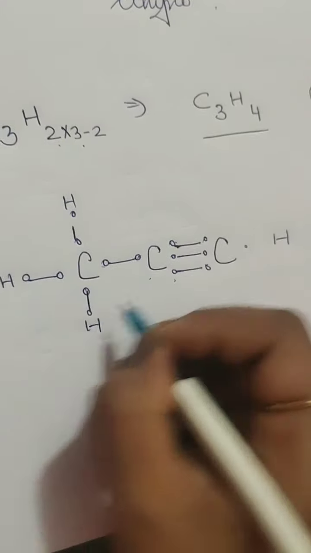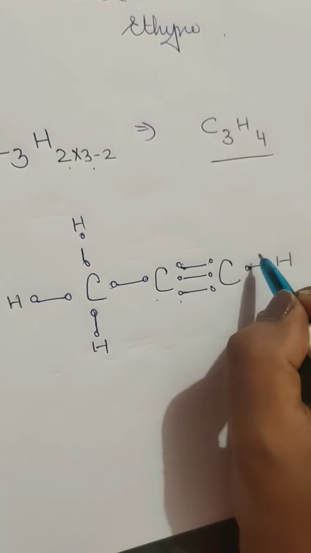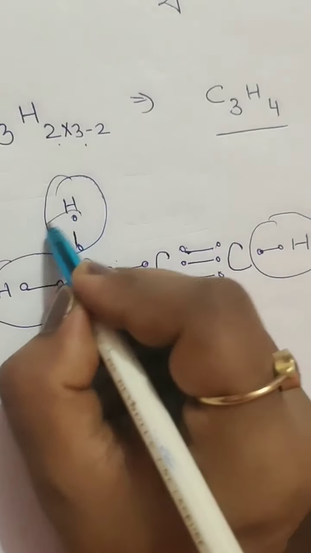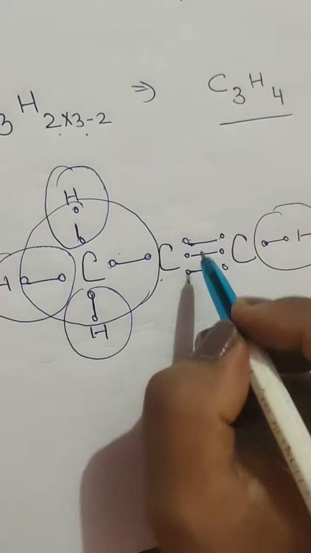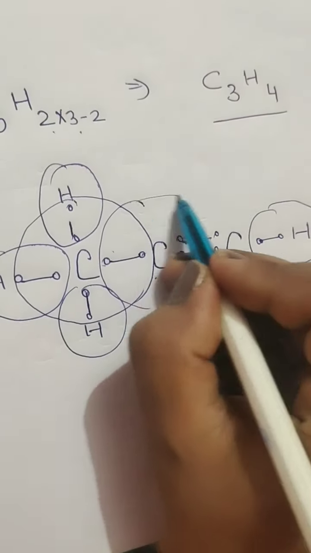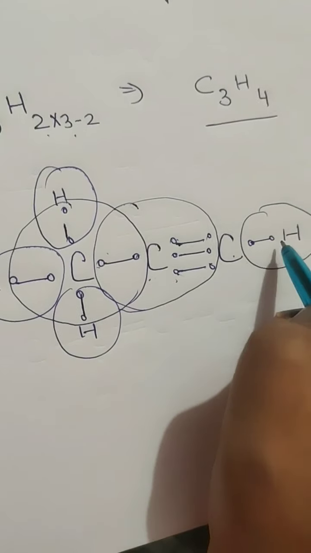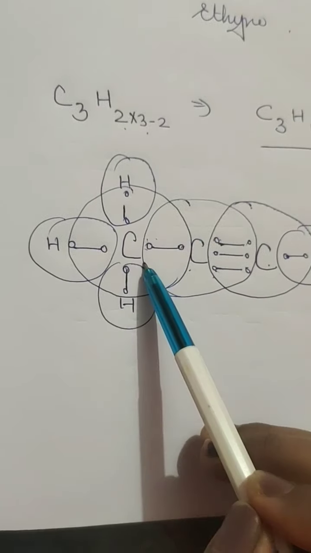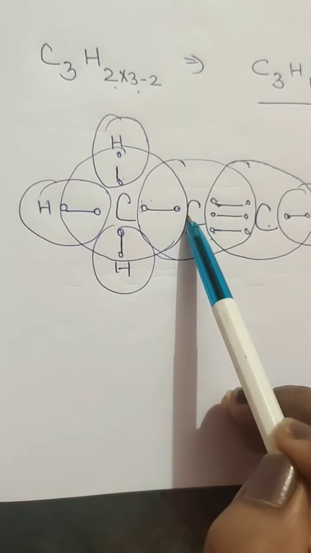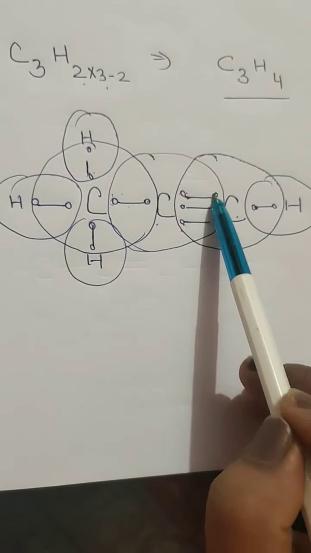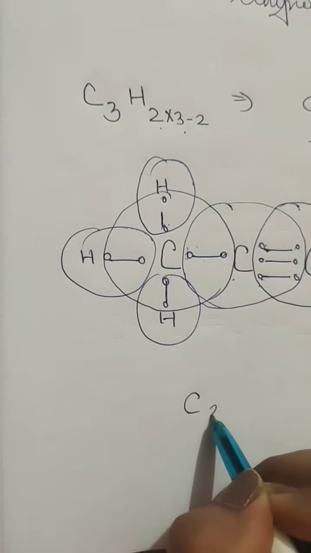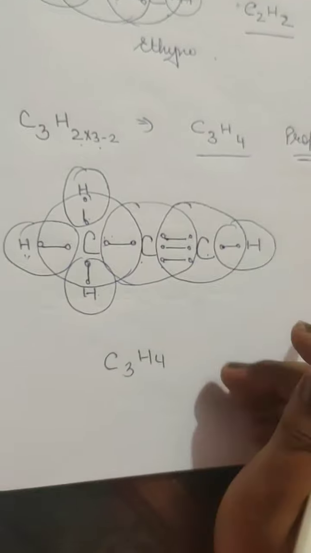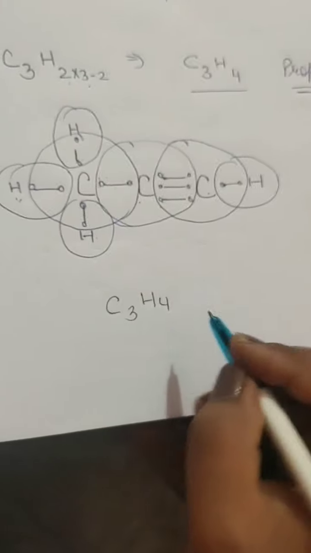Okay, so now this will be having 4, this 2, 2, 2, and then this will be having electrons from this carbon, which has all the 4 electrons from there, and then this will be like this. I hope it's clear. This carbon is sharing 4 electrons, this is also sharing 4 electrons, this is also sharing 4 electrons, so this will be C3H4. 1, 2, 3, 4. This is called propyne.